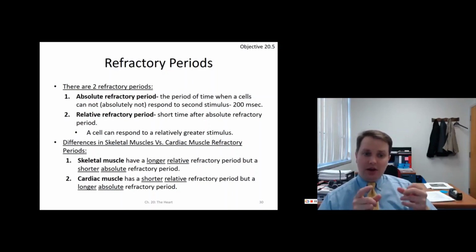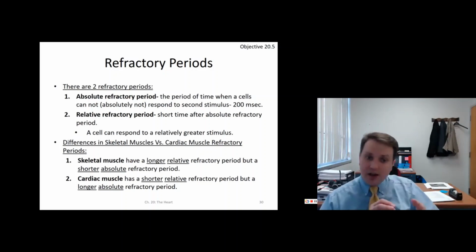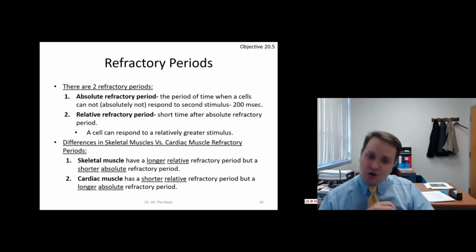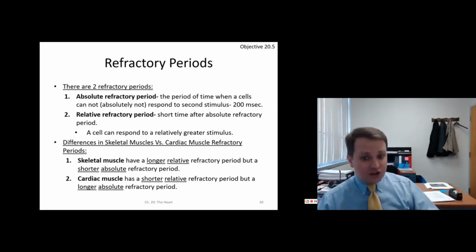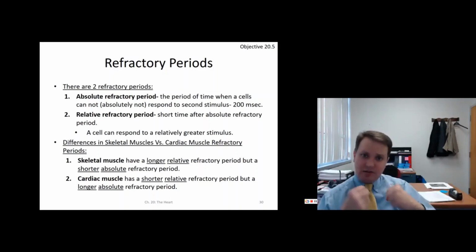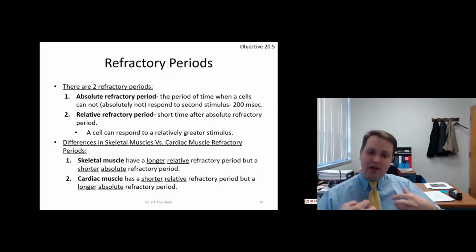Now, there's differences in these two with skeletal muscle and cardiac. Skeletal muscles have a very long relative refractory period. So there's a longer period of time I can stimulate them if I give it a relatively greater stimulus. And that's important if I want to be able to keep a sustained contraction. Heart does not want to do that. Heart does not want to maintain repeated constant stimulations because then they'll fibrillate. You don't want that, they won't work.